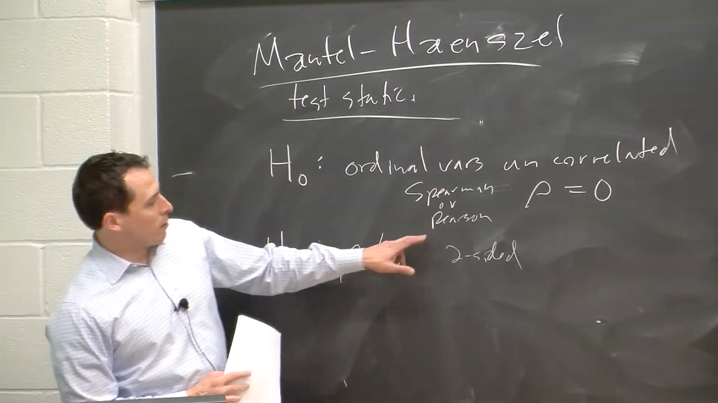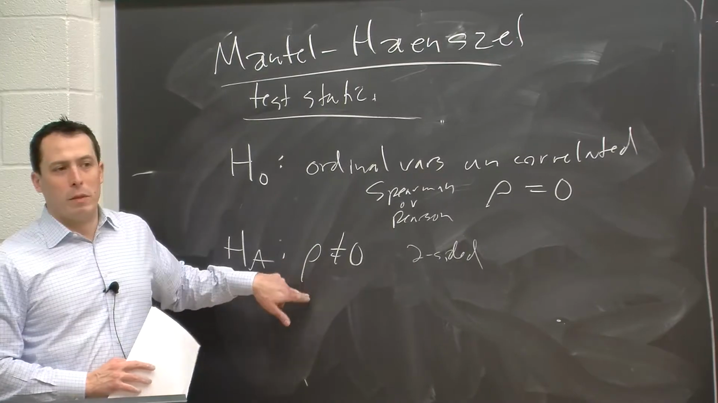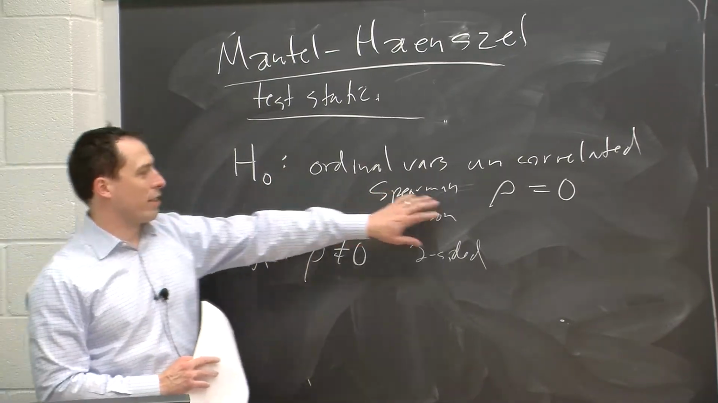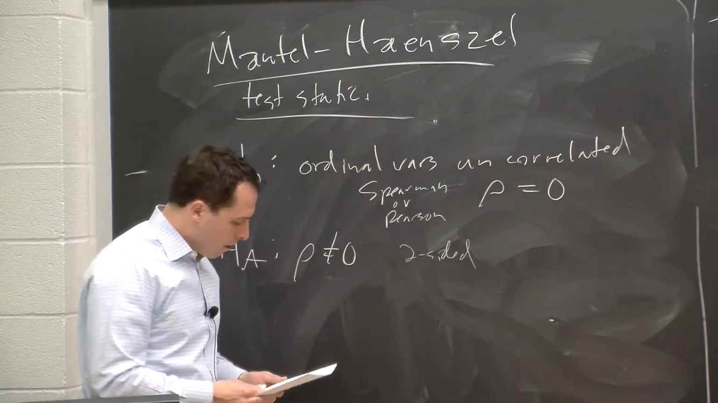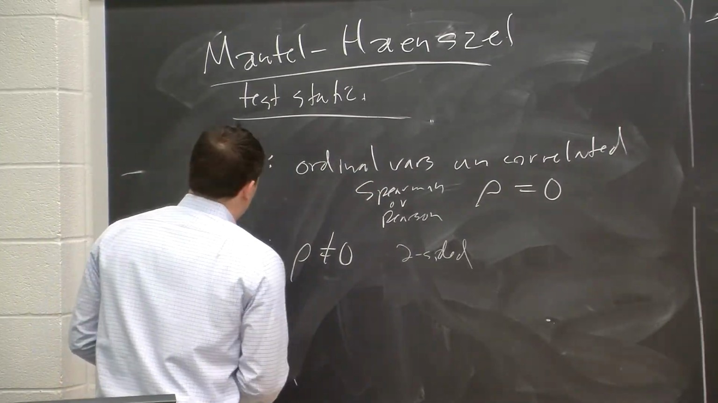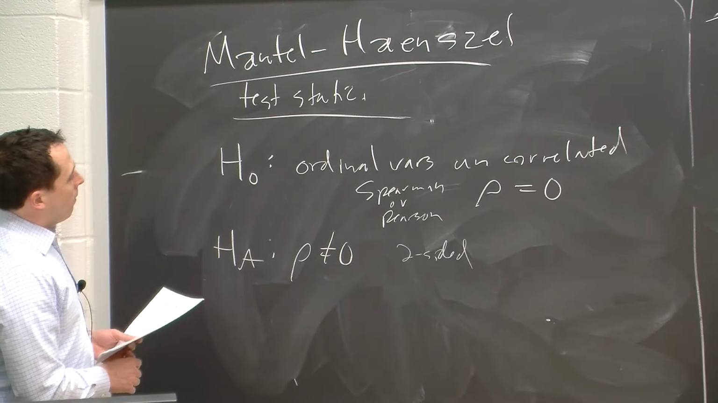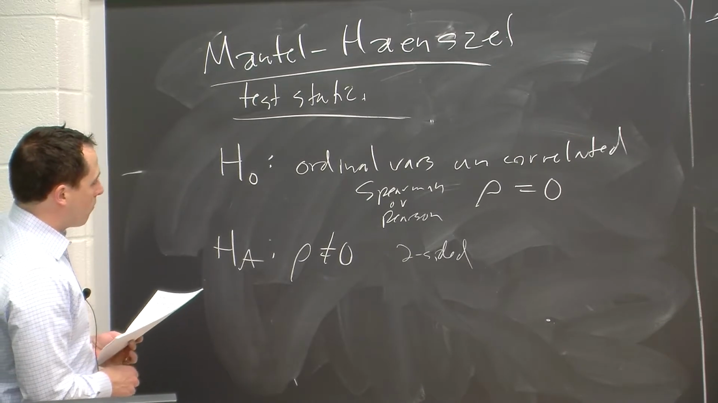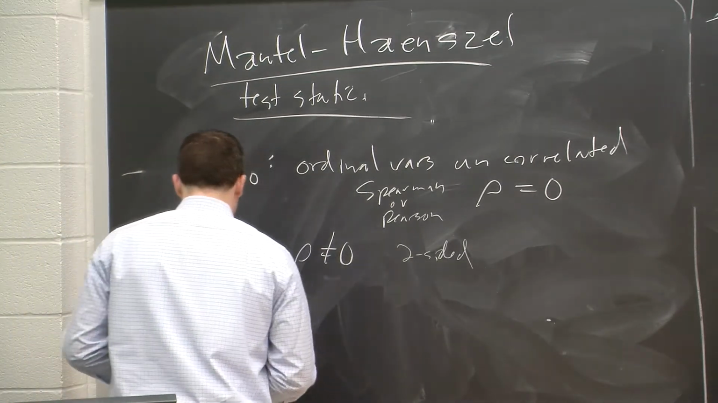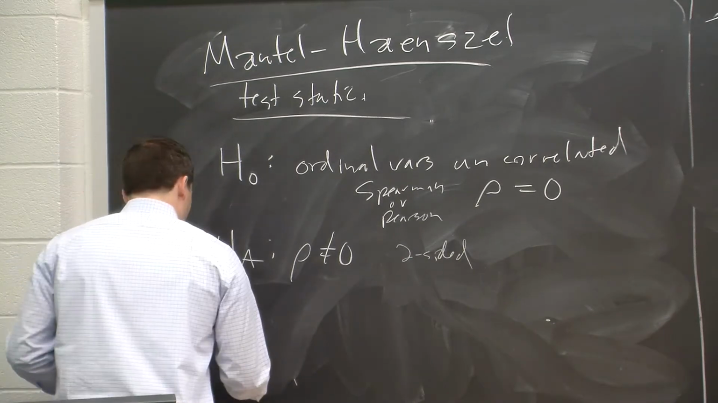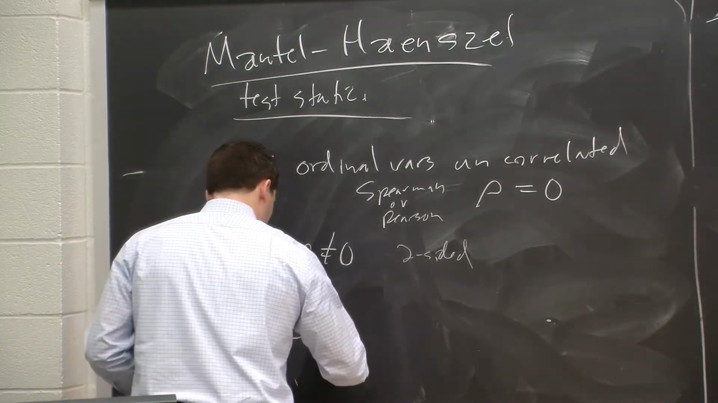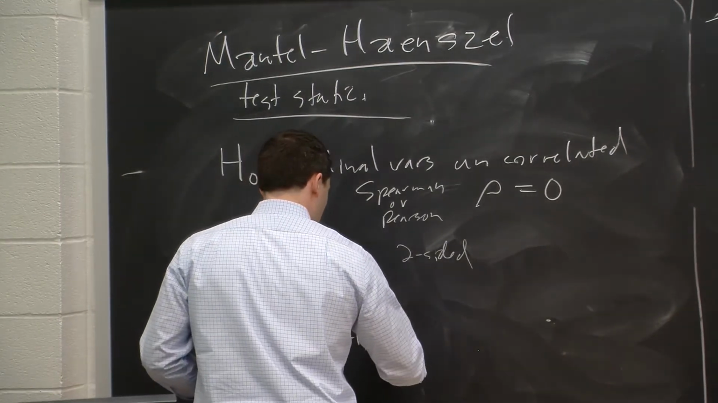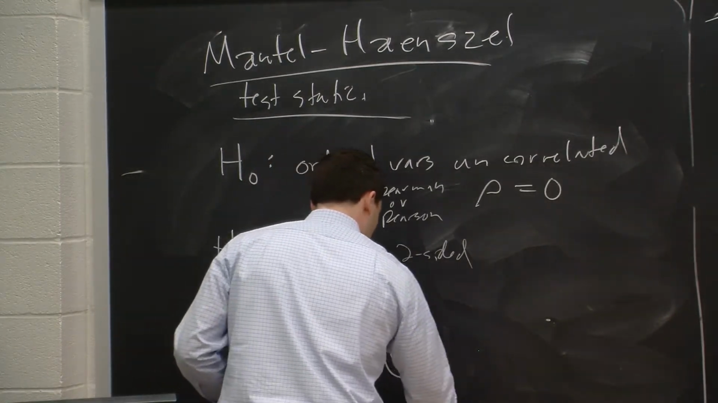And again, especially in the case of Pearson, rho being 0 does not necessarily mean they're independent. It just means what it says, that rho is 0. So this test statistic is just n minus 1 times r squared, where r is the sample correlation.